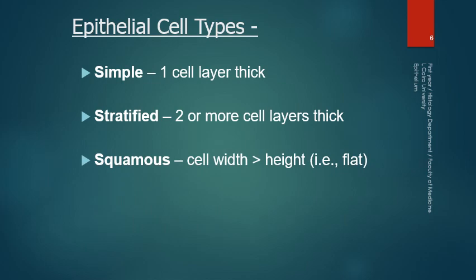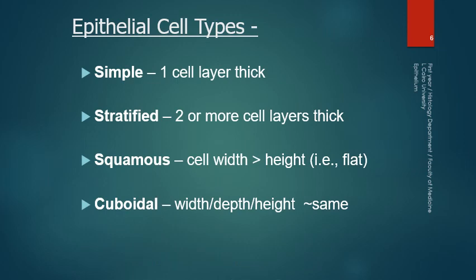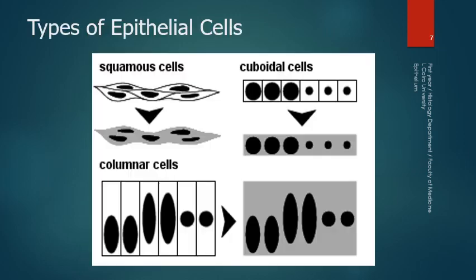These are some definitions. Squamous means that the width is more than the height, that is to say it is flat. Cubical, the width and the height are the same, so they are cube in shape. Columnar, the height is more than the width. This is a diagram showing you different cell shapes. This is squamous, this is cubical, and this is columnar.